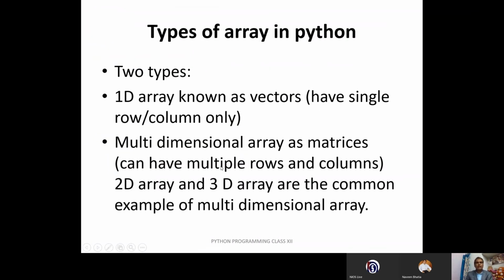Right, now we will learn what are the types of array in Python. There are two types of array. The first is the 1D array, which is called a vector, and it has only a single row. Multiple columns may be there, or a single column also can be there, but they must have a single row. They are called a 1D array.